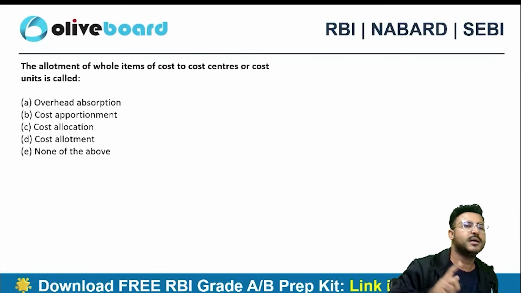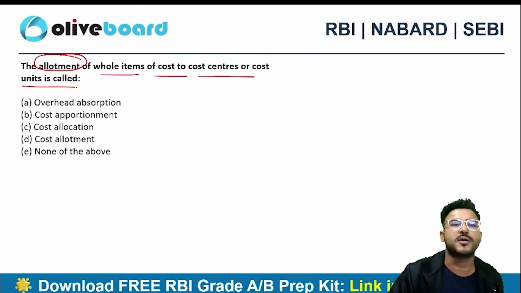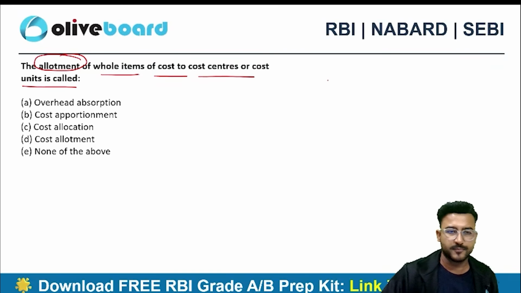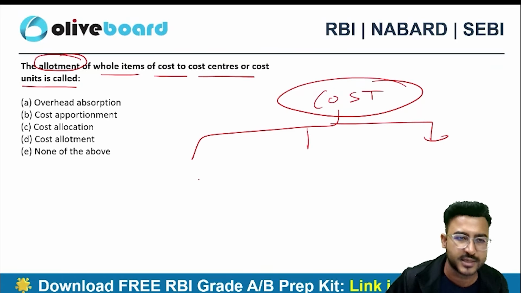Next one, the allotment, keyword, allotment of the whole item of cost to the cost centers or the cost unit is called as what? Now I know the cost. I'm just allotting it to different cost centers or cost units.